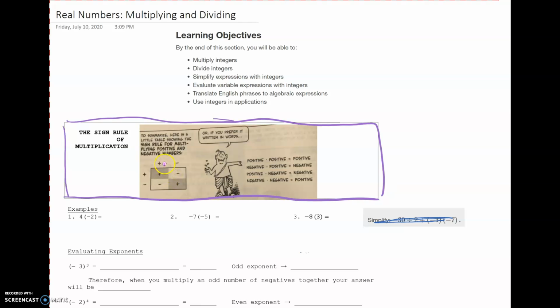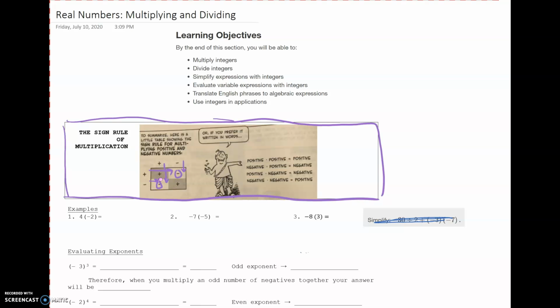However, if you multiply a positive number with a negative number, you're going to get a negative sign. And similarly, if you multiply a negative number with a positive number, you're also going to get a negative sign. Okay, so basically, same sign, positive answer. If they're different signs, you're going to get a negative answer.